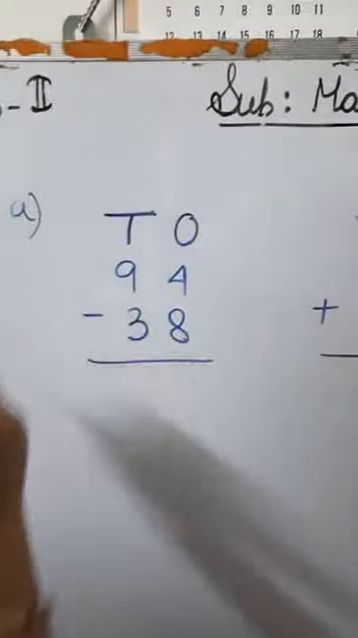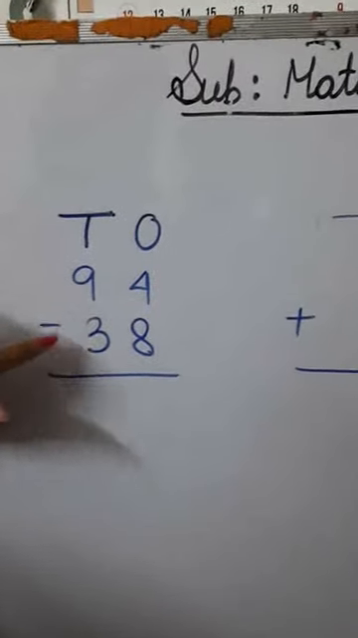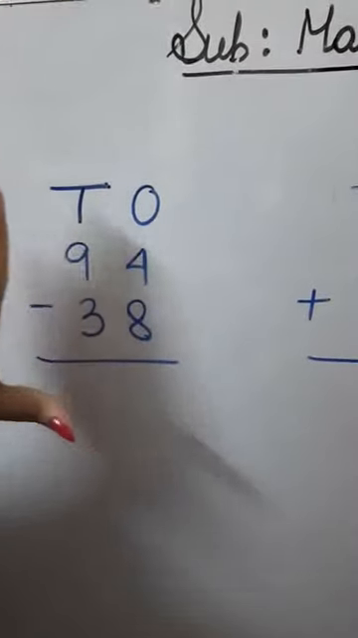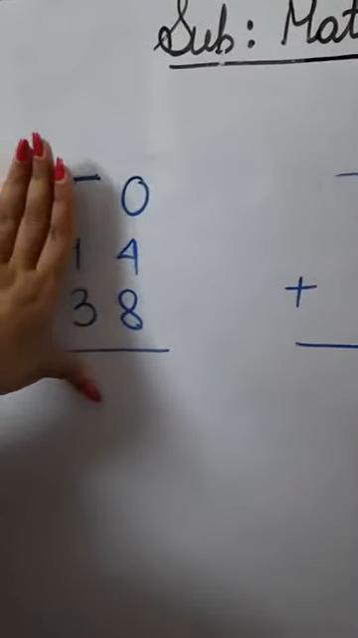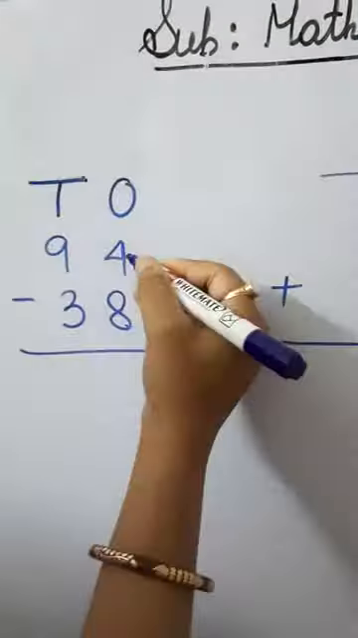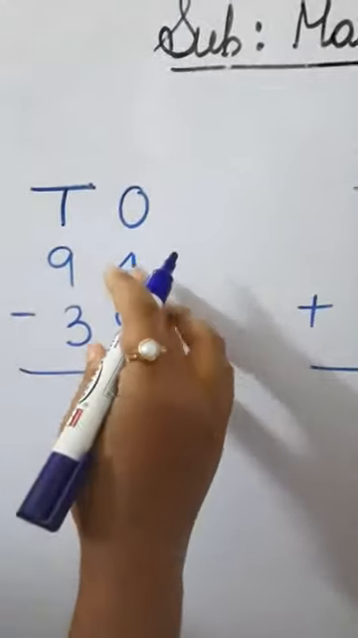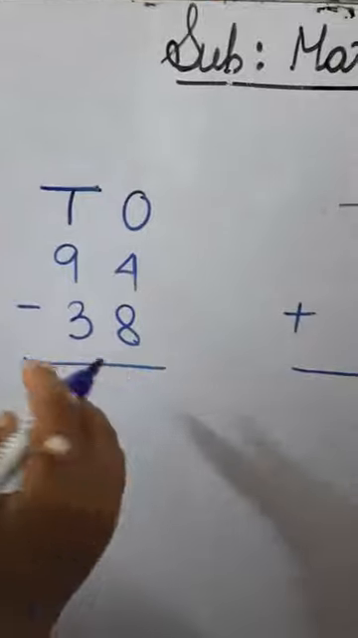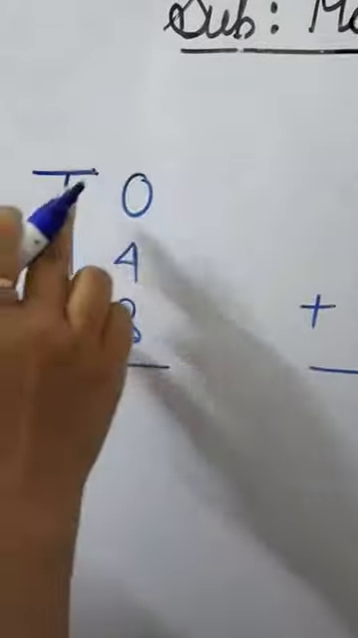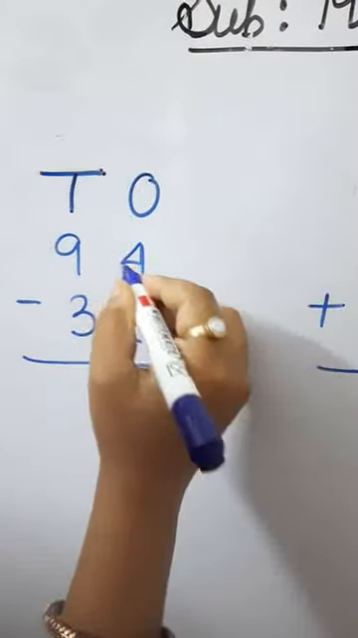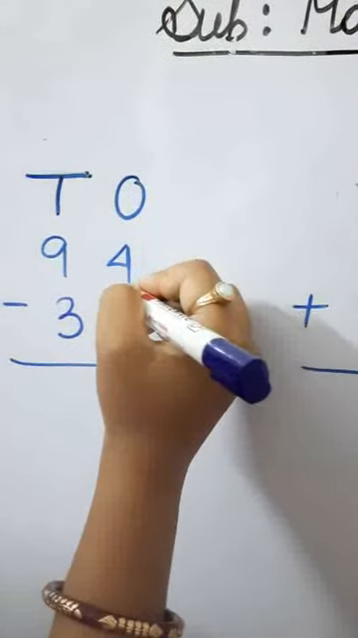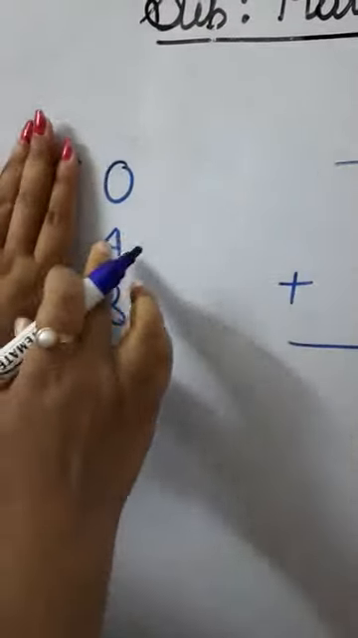So here the first number is 94 and the next number is 38. According to the rule I told you, dear students, first you have to do the ones place side, that is 4 and 8. Here also we have to do the trick from before. We have to borrow 10 from the 10's place to the 1's place. So here we have 4 and we borrow 10, that is a total of 14.